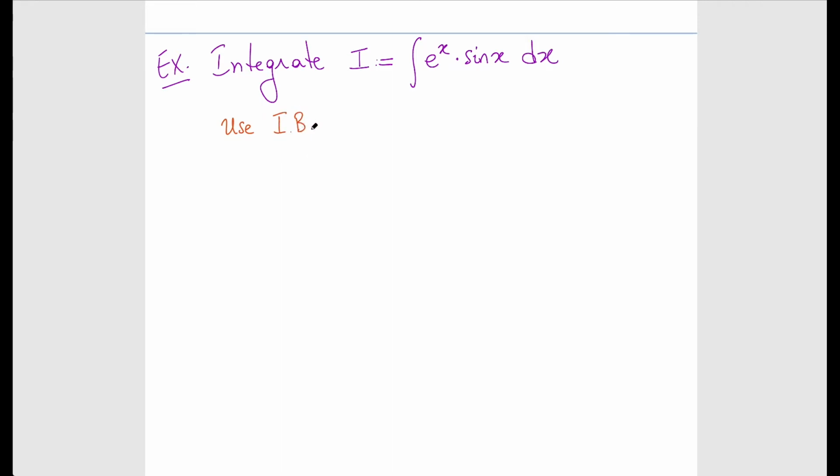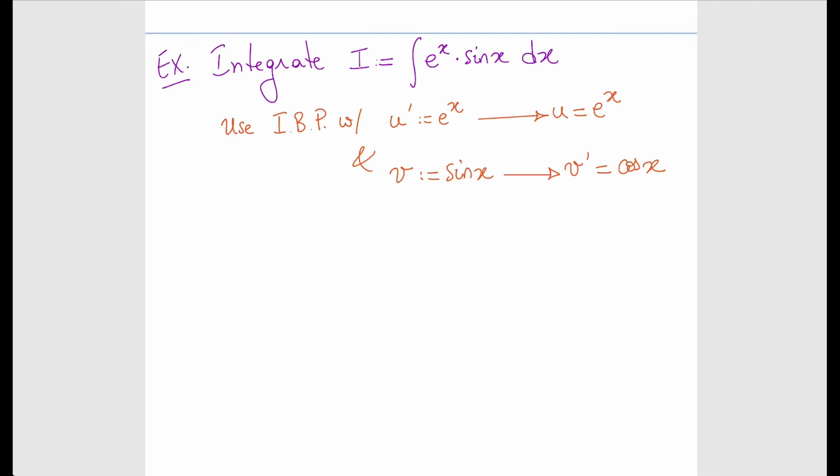Use integration by parts with, again, it doesn't matter which one you take V and which one you take U prime. So let's say U prime is e^x and V is sine x. Okay? So as such, U becomes e^x and V prime is the derivative of sine, which is cosine x. Correct?